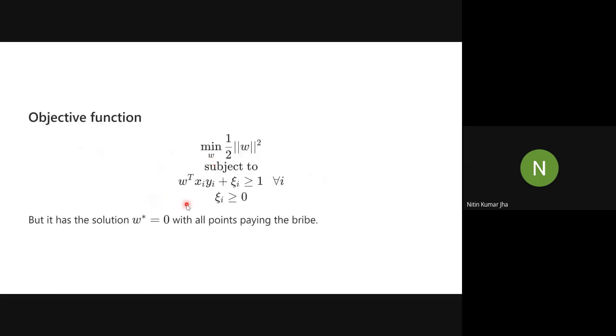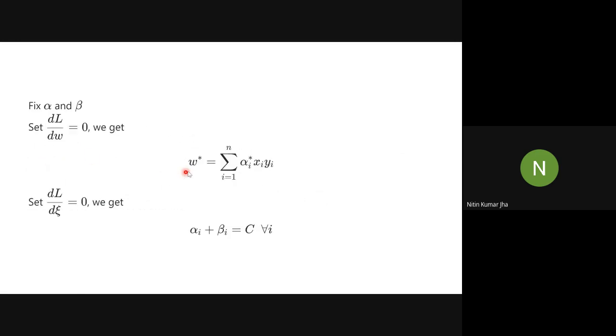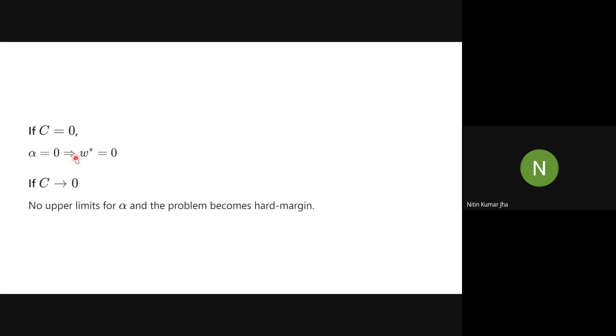Here, where we said that the solution of this objective function is 0. If you look at it the other way, if C is equal to 0, alpha becomes 0, because alpha is upper bounded by 0 and lower bounded by 0. So alpha has to be 0 in this case. If alpha is 0, it means that w star will become 0, and that is what we have already looked at. So if C becomes 0, then the solution of that problem becomes 0.